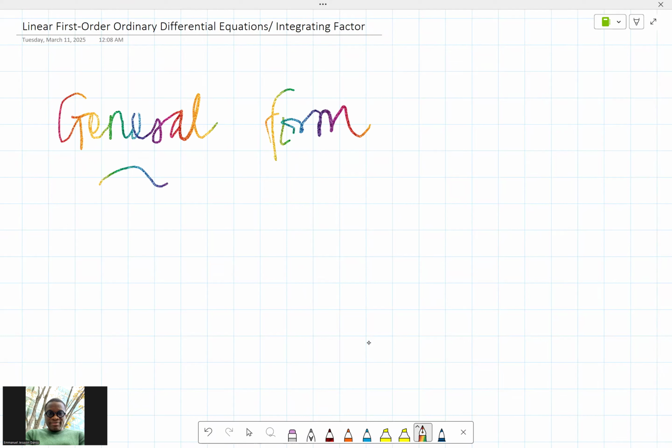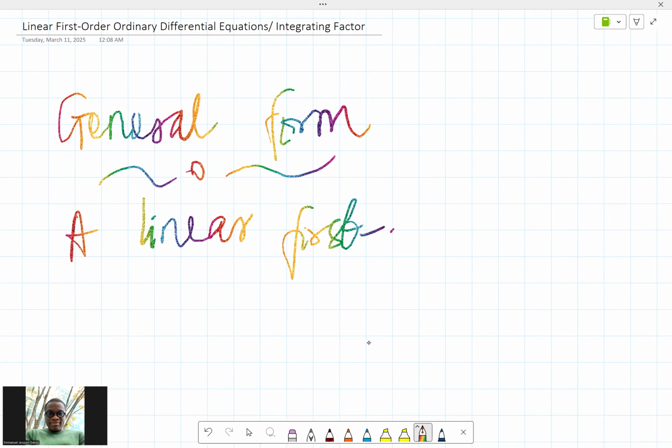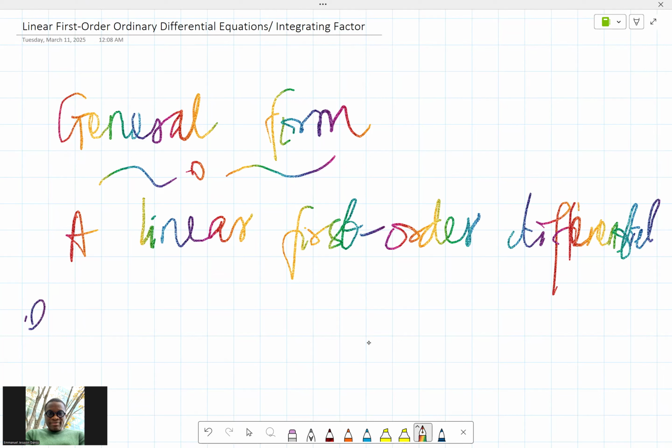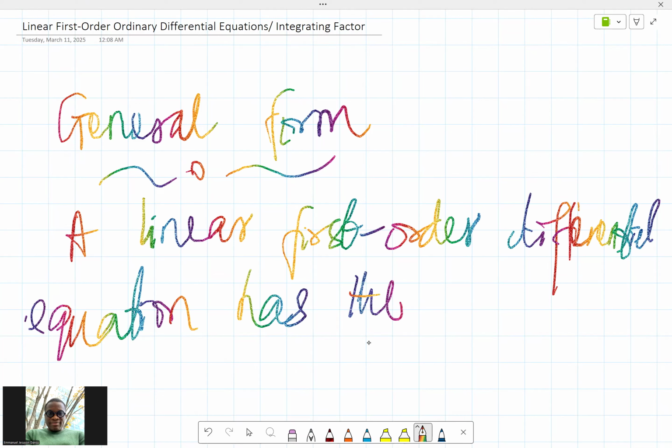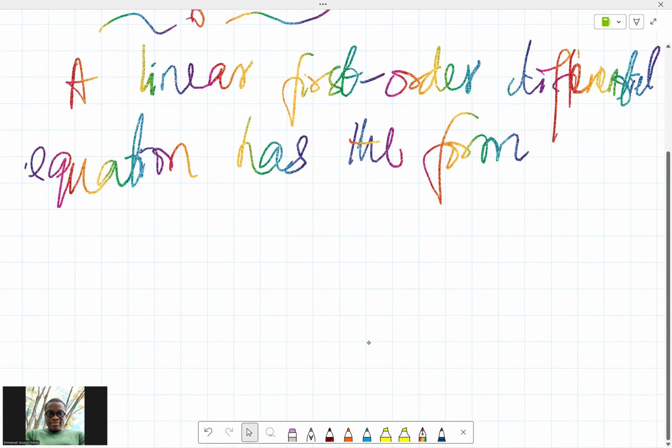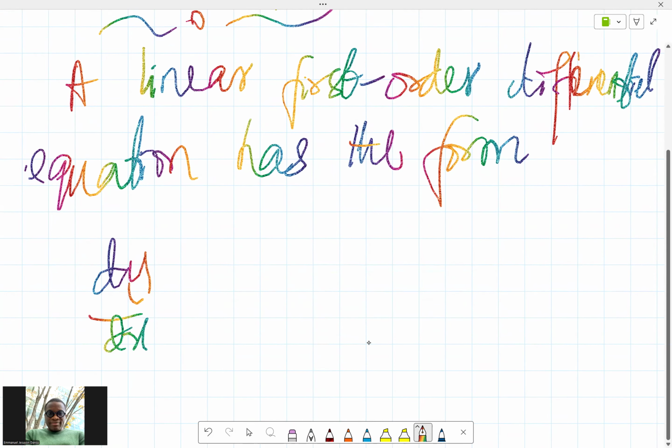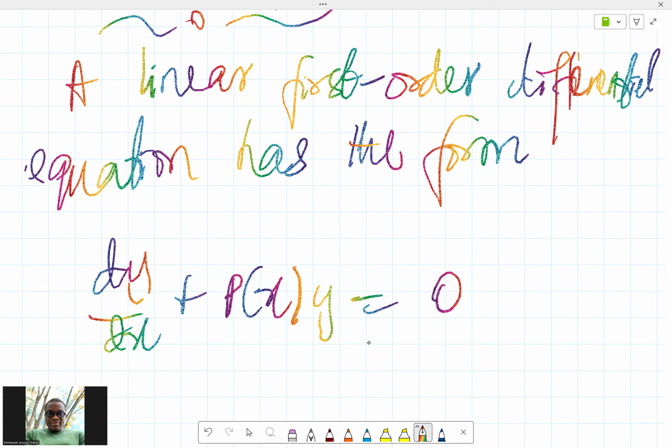General form. In the previous video, we looked at the separable ordinary differential equation, and we saw its general form too. So for this one now, a linear first order differential equation has the form dy/dx + p(x)y = q(x).